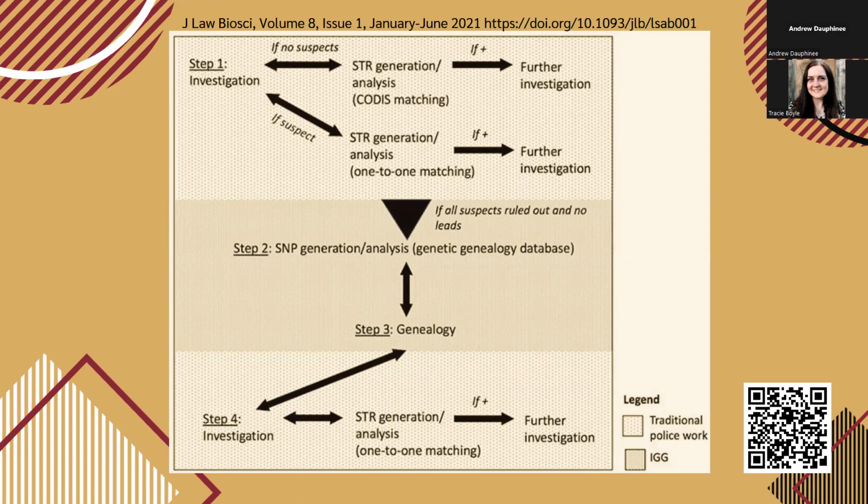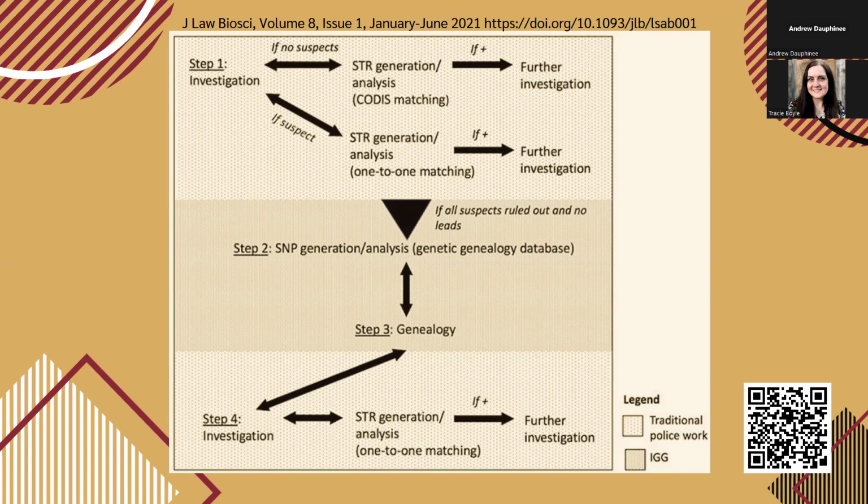Only then can they consider utilizing IGG. That's when we move on to step 2. An SMP profile is then generated from the biological evidence from the case and uploaded to GenMatch and Family Tree DNA. Next, we proceed to step 3, which involves genealogy.